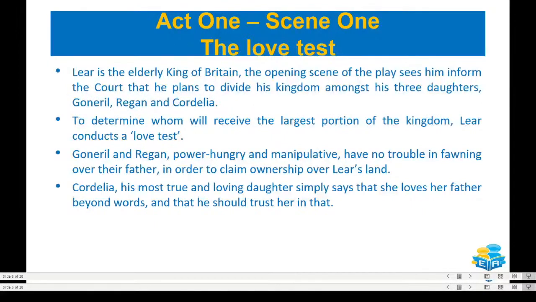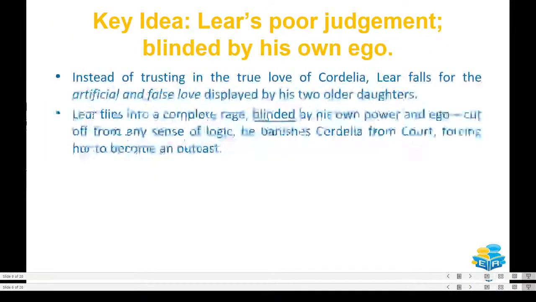So she simply says she loves her father. I love you, Lear, beyond words. She can't actually put it into words, and I'm your daughter and that should be enough for you. But it's not. We definitely know it's not.